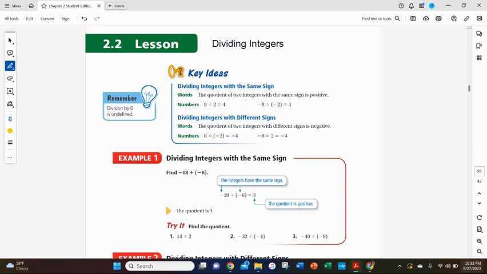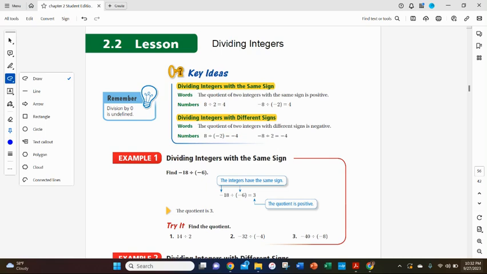Two main rules. You have situations where you're dividing with the same sign and dividing with different signs. When the signs are the same, your answer is going to be positive, and when the signs are different, your answer is going to be negative. So you follow the same exact rules as multiplying. You divide like you normally would divide, and then you just apply the appropriate sign.